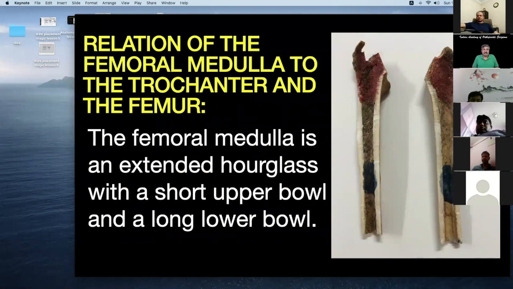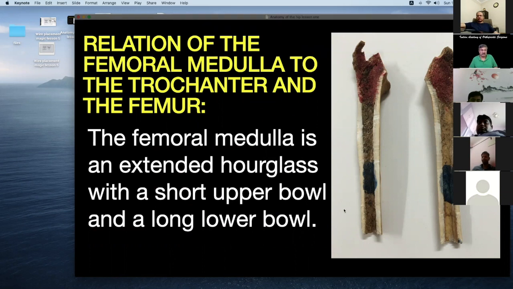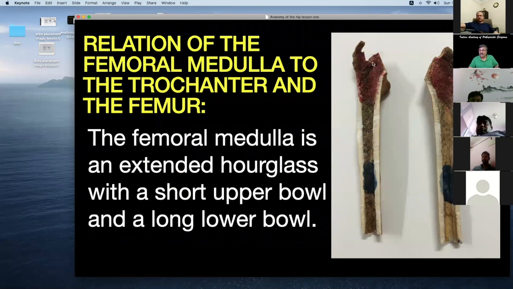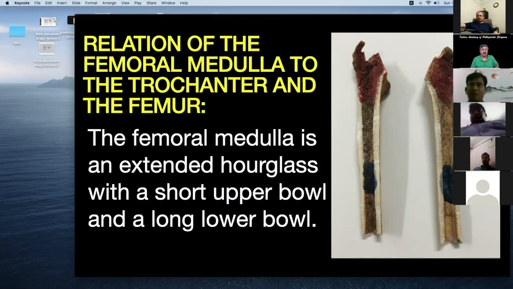Next part in anatomy is the relationship of the femoral medulla to the trochanter and femur. So what does it mean? The femoral medulla is an extended hourglass, which means it is wide here, it is narrow here, and wide again below. So at the isthmus, it becomes narrow. It has got widening at the trochanteric area, and as you go down towards the condylar area, it widens again. So it has got a short upper bowl and a long lower bowl hourglass.